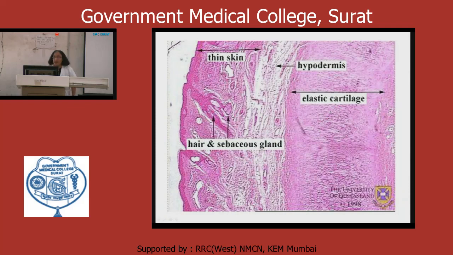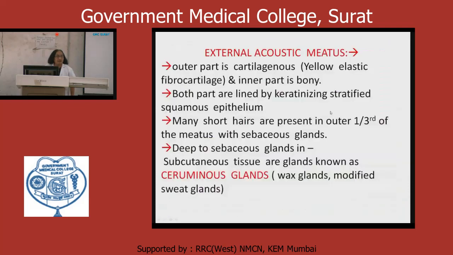Now the external acoustic meatus. Of the parts included in the external ear, one is the auricle that we have discussed. Second is the external acoustic meatus. The external acoustic meatus consists of two parts, an outer part and an inner part. The outer part is cartilaginous, made up of yellow elastic cartilage.